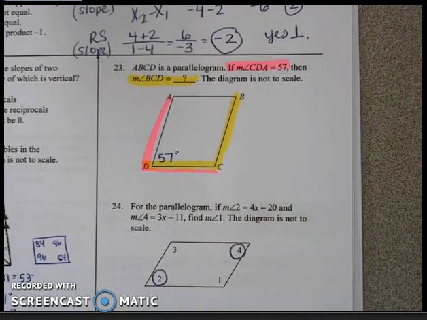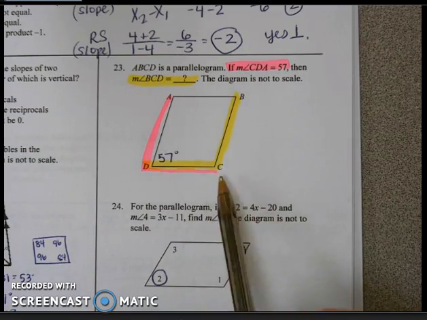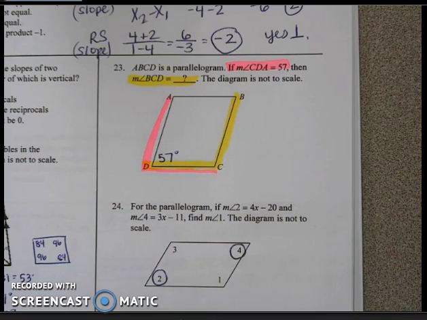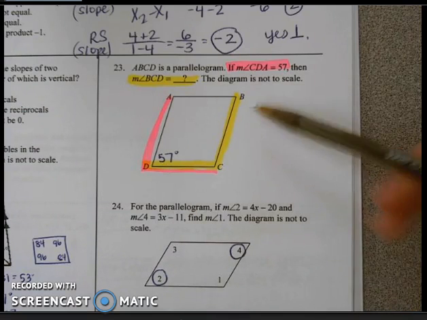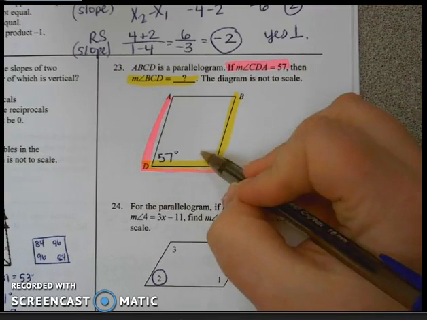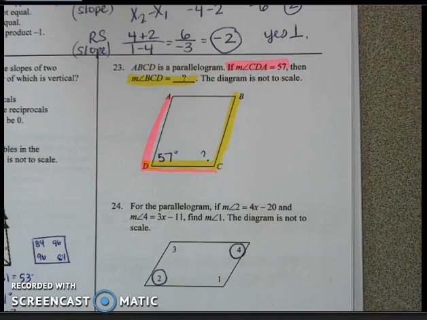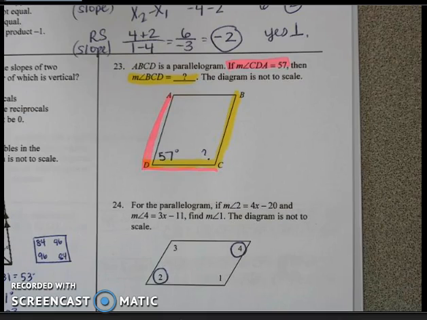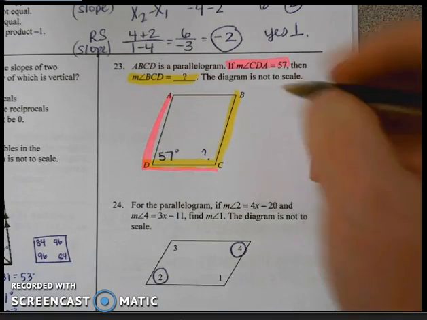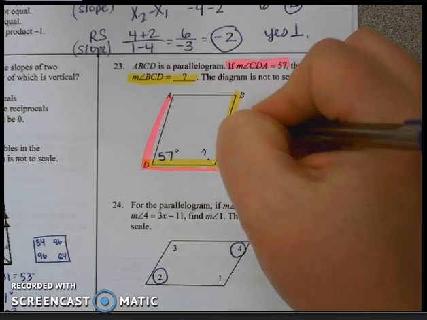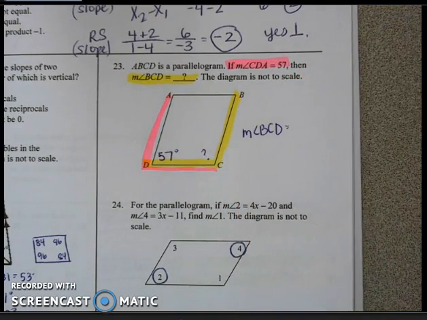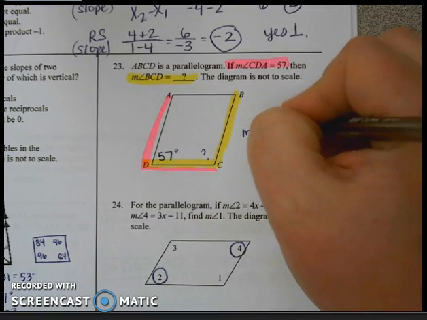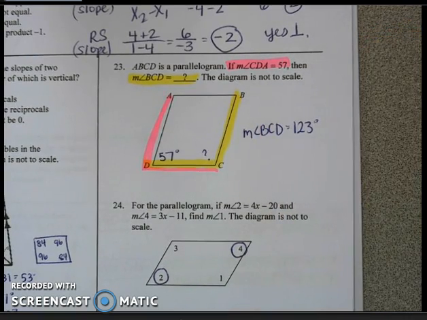Alrighty, number 23. ABCD is a parallelogram. If the measure of angle CDA is 57, so that corner over there, then what is the measure of BCD? So they're asking us to find this angle here. Same thing as the last problem. What do we know about consecutive angles? They're going to add up to 180. So the missing angle here, BCD, is 180 minus 57, 123 degrees.